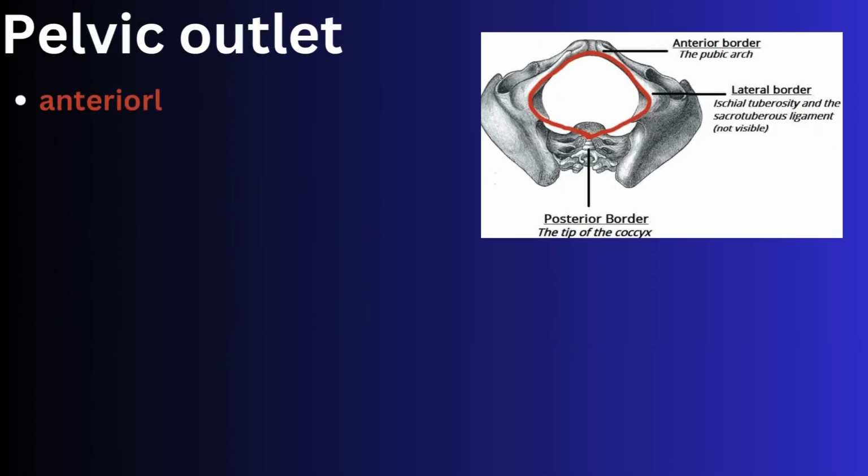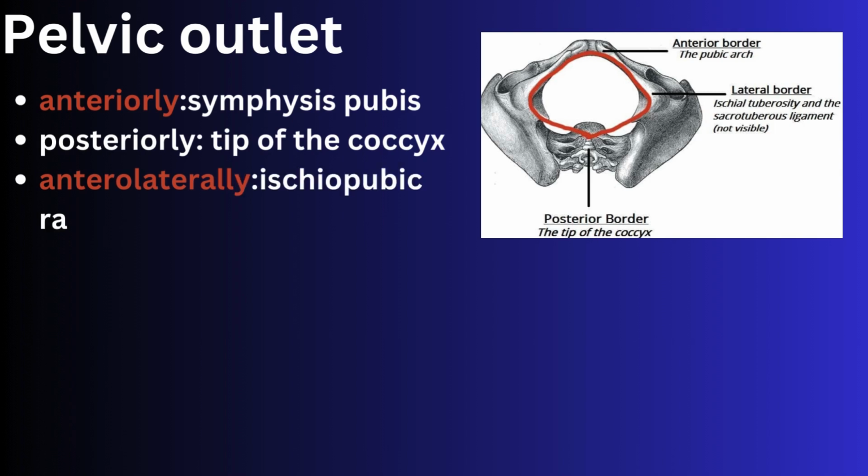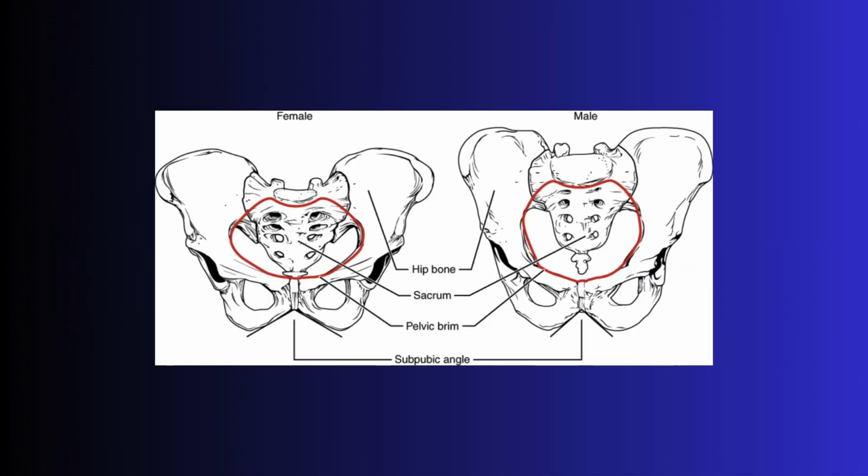Now about the pelvic outlet. Anteriorly, it is again bounded by the symphysis pubis, posteriorly by the tip of the coccyx, and anterolaterally by the ischiopubic ramus. Posterolaterally, it is bounded by the sacrotuberous ligament.